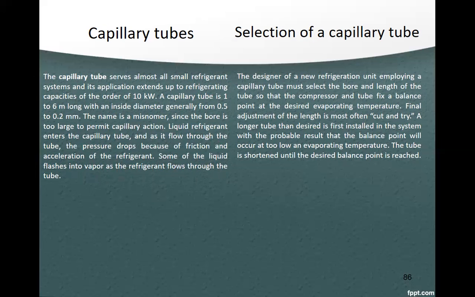Next, selection of capillary tube. The designer of a new refrigeration unit employing a capillary tube must select the bore and length of the tube so that the compressor and tube find a balance point at the desired evaporating temperature. Final adjustment of the length is most often cut and dry. A longer tube than desired is first installed in the system with the probable result that the balance point will occur at too low an evaporating temperature. The tube is shortened until the desired balance is reached. So, cut and dry.